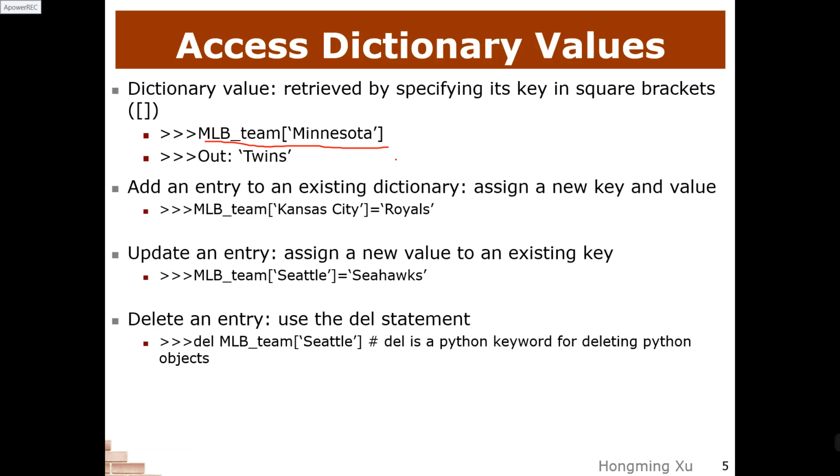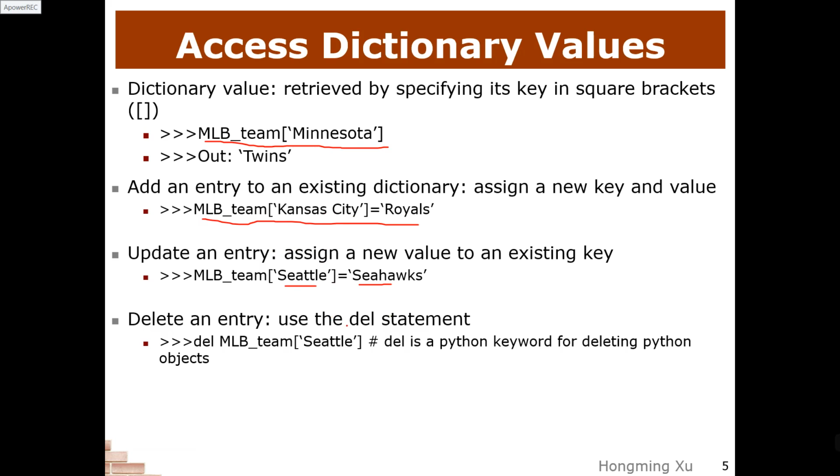As I mentioned before, the dictionary is mutable, so the dictionary can shrink or grow. We can add a new entry to the existing dictionary. Like for this dictionary, we can add a new entry. This is the key and this is the value. Also, we can update the entry. That is the property of mutable. We can assign a new value to this key. This is the key, this is the value.